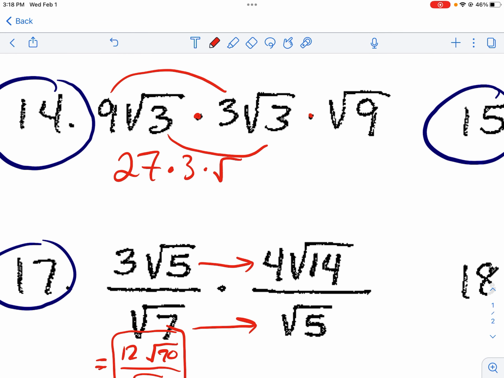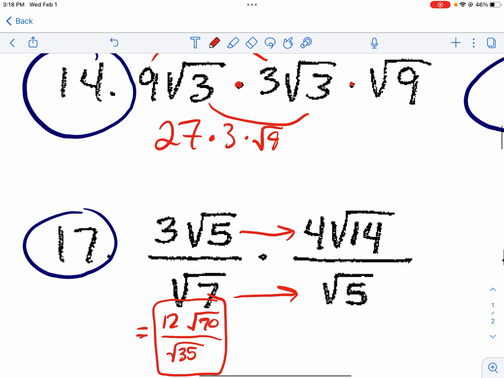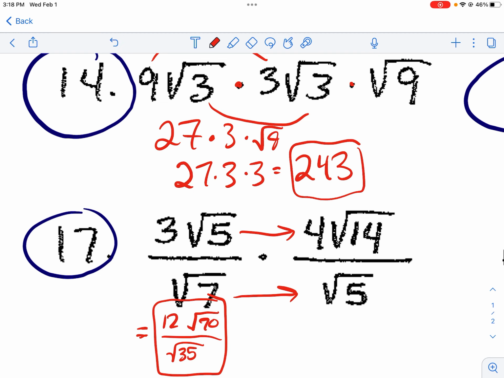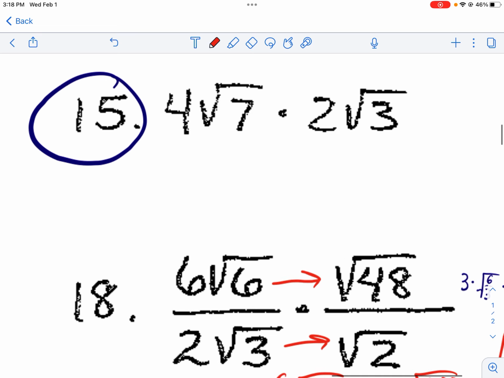And I'm multiplying that by 9. I'm thinking, what's the square root of 9? Is that an even perfect square? It is. So I have 27 times 3 times 3 gives me 27 times 9 is 243. That's my final answer, my final nice round number answer.